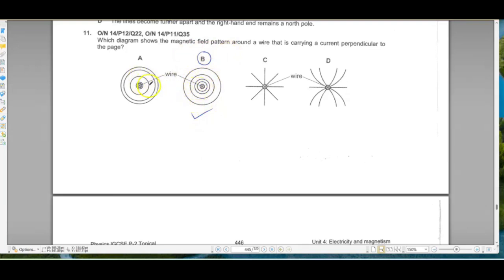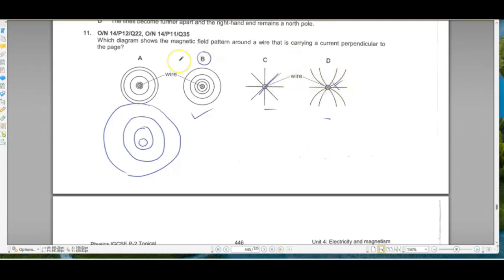This is not the right way. The first turn, then the second turn is so far away and the third turn gets closer. As it moves away from the wire, the magnetic field strength is decreasing, so the distance becomes greater. So this shows the correct way, and these two are not correct. This is for electric field and this is not even applicable.